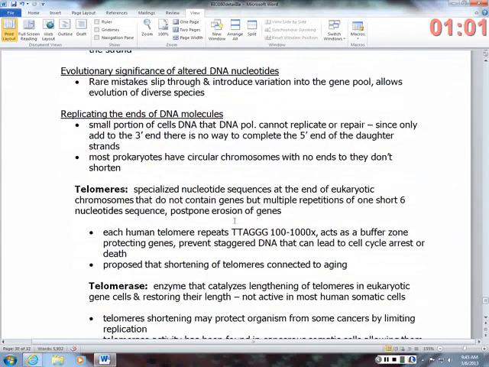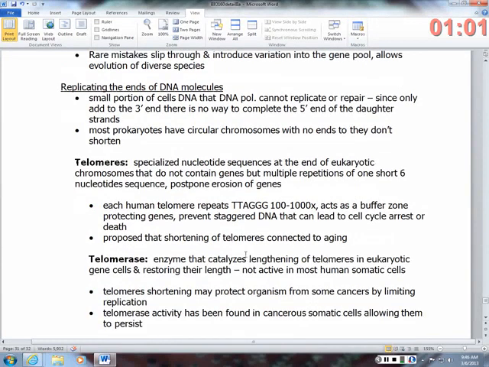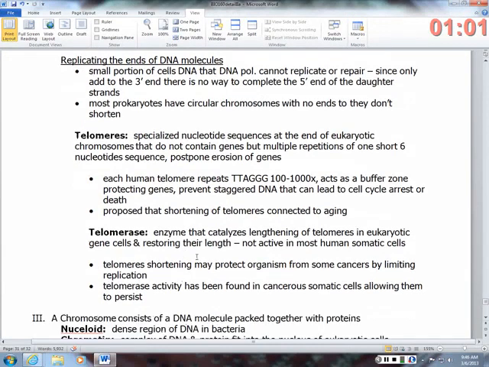So it's one of the theories in aging that you can only replicate your DNA so many times, and then it's not going to replicate right because you have no more telomeres. So your human telomere is going to have this sequence on it. And you'll have between 100 and 1,000 of them that acts as a buffer zone to protect genes. It's going to prevent staggered DNA, because when you can't have this and you have to start cutting off pieces of the DNA, it's going to lead to cell cycle arrest. It just can't go on anymore.